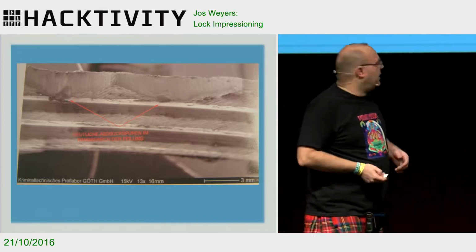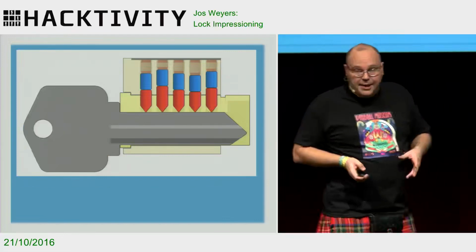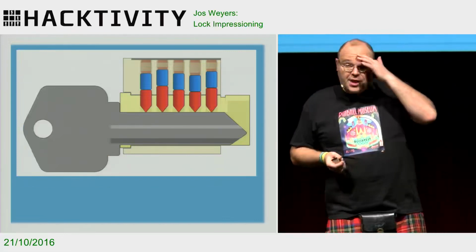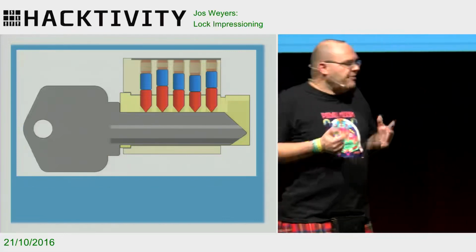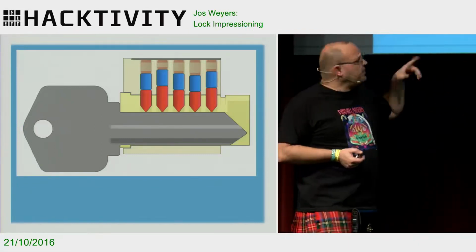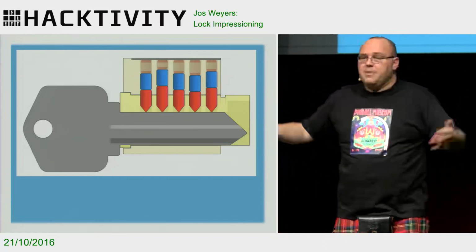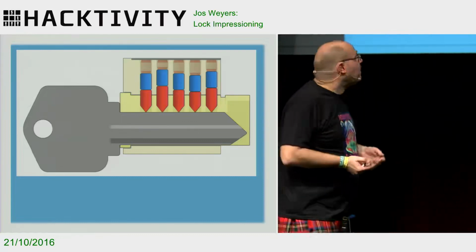Okay, how are we going to do that? We start off with a blank key, so an uncut blank key. If we put that key into the lock, initially all the blue bits were preventing it from turning, but now those are red bits, because there's a hunk of metal that's pushing all the pins up.